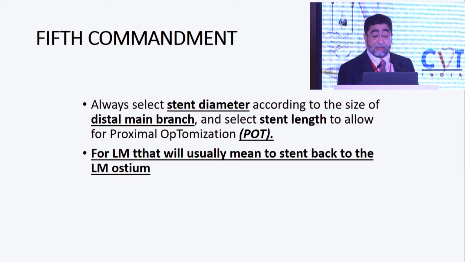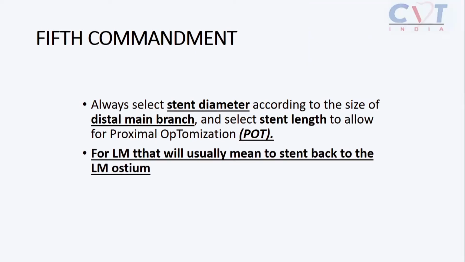Always select the stent diameter according to the size of the distal main branch, and ideally this should be determined by some form of intracoronary imaging. And select the stent length to allow for proximal optimization. In the case of the left main, that usually means select the stent length from the left main into the main branch that will cover all the way back to the ostium.